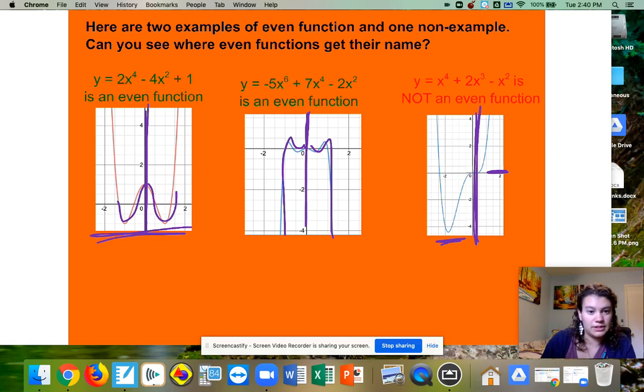So look at this. What looks familiar for all of these? Why do you think it's called an even function? If you look here at their exponents, the even ones have even exponents. Here you have an odd exponent.